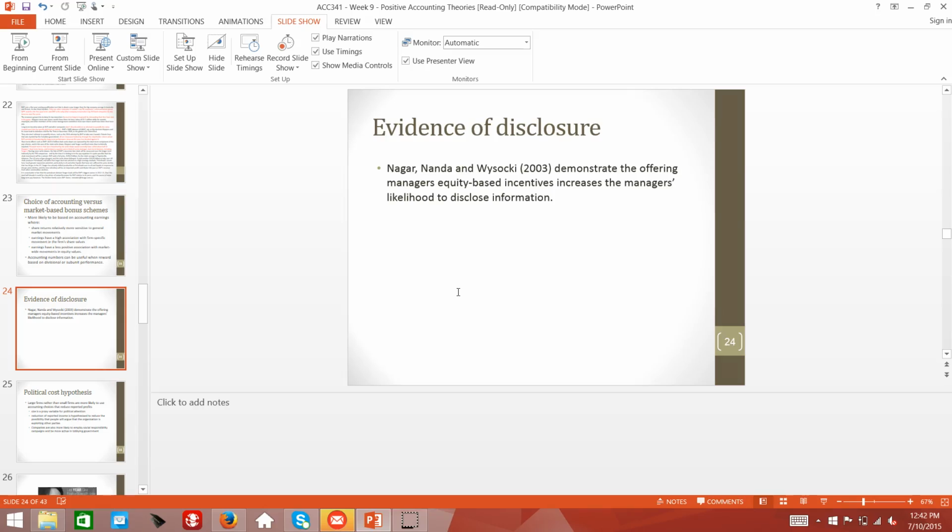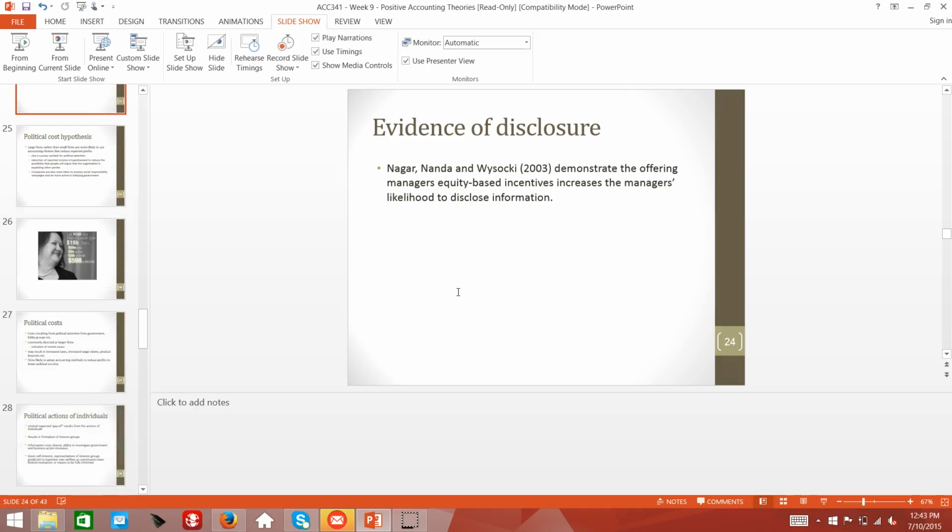So if managers are linked this way to the bonus schemes of the firm, to the share price of the firm, they're more likely to make regular, timely and accurate announcements because they want that share price to stay up there. They've potentially got shares themselves. They've also got their own remuneration package linked to the value of the shares. So that is the bonus plan hypothesis.